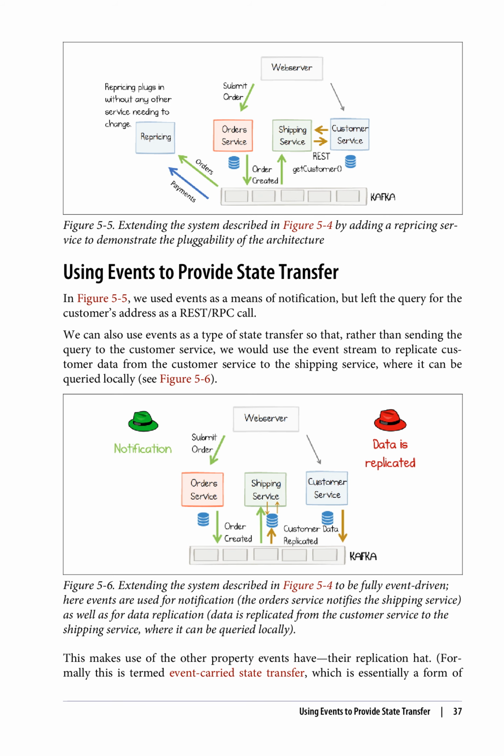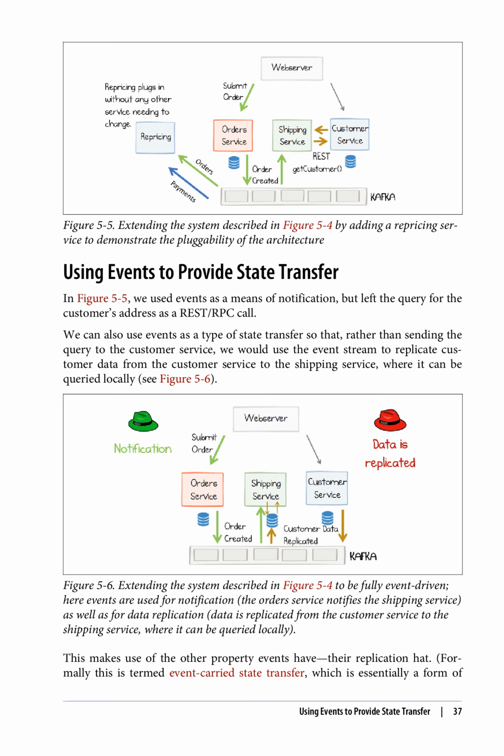Using events to provide state transfer: in Figure 5.5, we used events as a means of notification, but left the query for the customer's address as a REST/RPC call. We can also use events as a type of state transfer so that, rather than sending the query to the customer service, we would use the event stream to replicate customer data from the customer service to the shipping service, where it can be queried locally, see Figure 5.6.